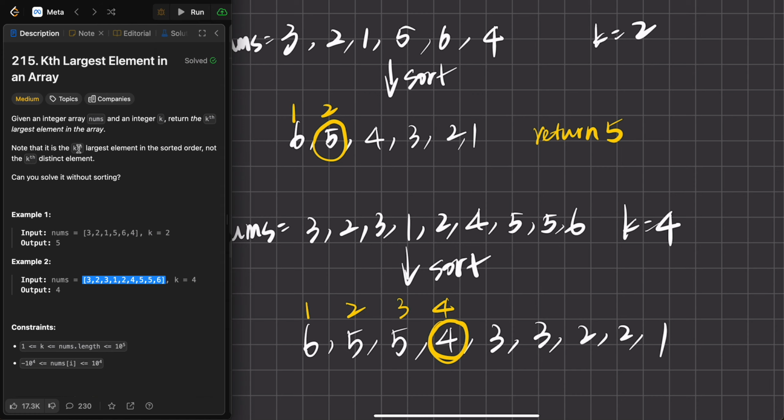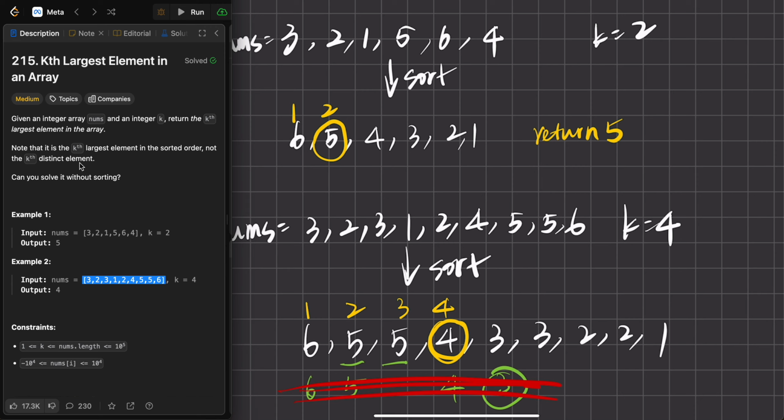And what this problem is saying is that this is the kth largest element in sorted order, not the kth distinct, which means even if we have some duplicates, for example, if it is the fourth distinct number, that should be 6, 5, 4, 3. So the fourth largest would be 3. But this is not the problem we need to solve, so don't worry about that. We just find the order for this one.